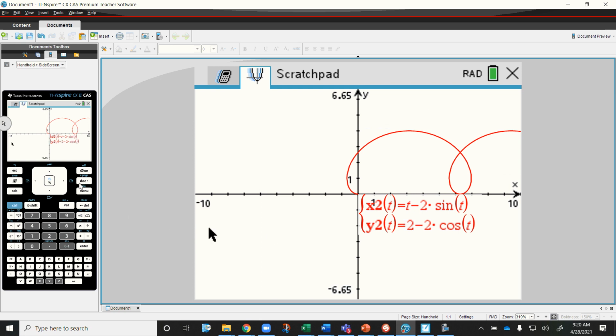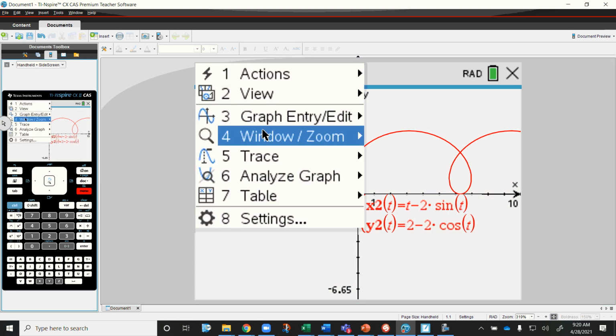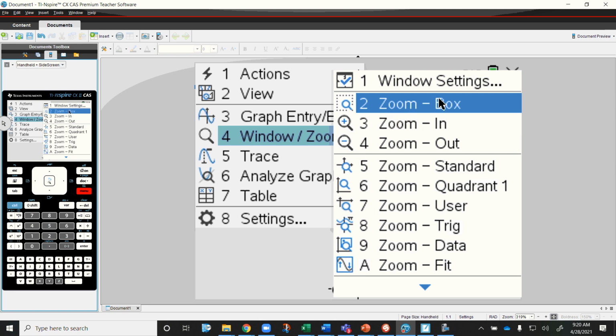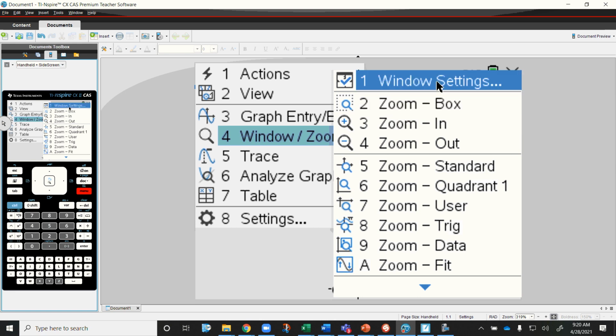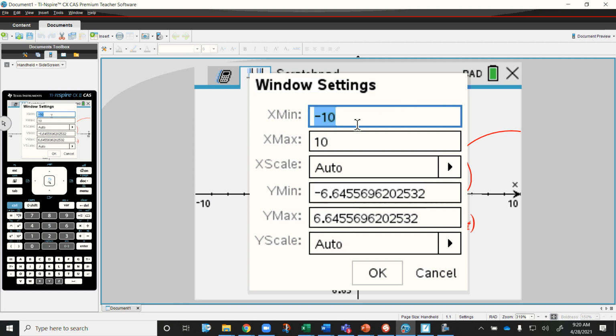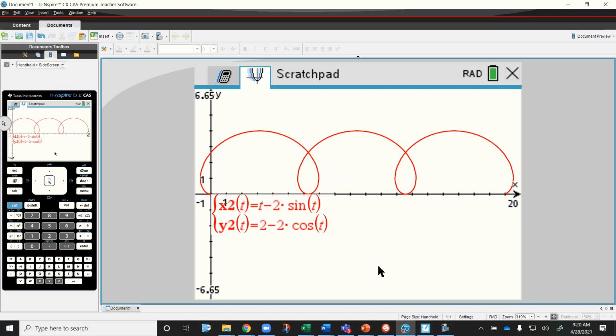And I need to change my window settings, to match what we have here. Let's go from, say, -1 or -2 or something like that. -1. And we're going up to at least 20 on the x-axis. And the y values look like they're going to fit. So we'll just go ahead and say OK. And there we go. And that is essentially what you should be graphing or sketching on your function.